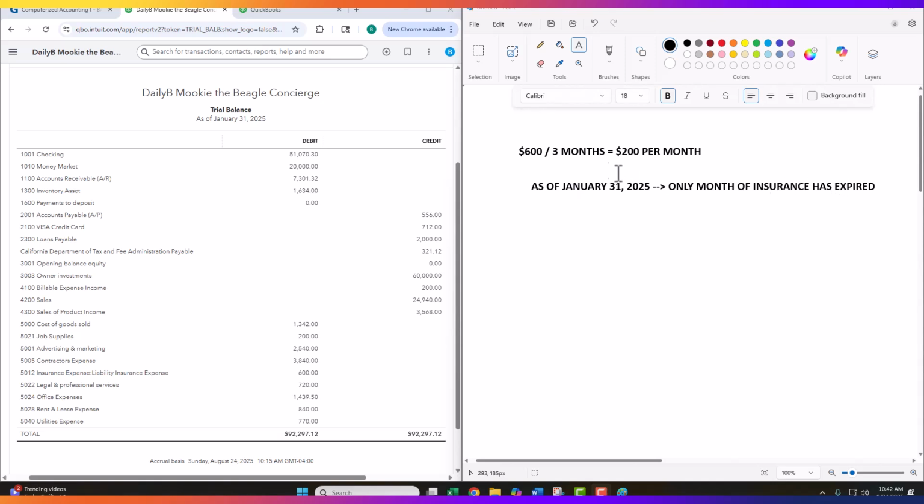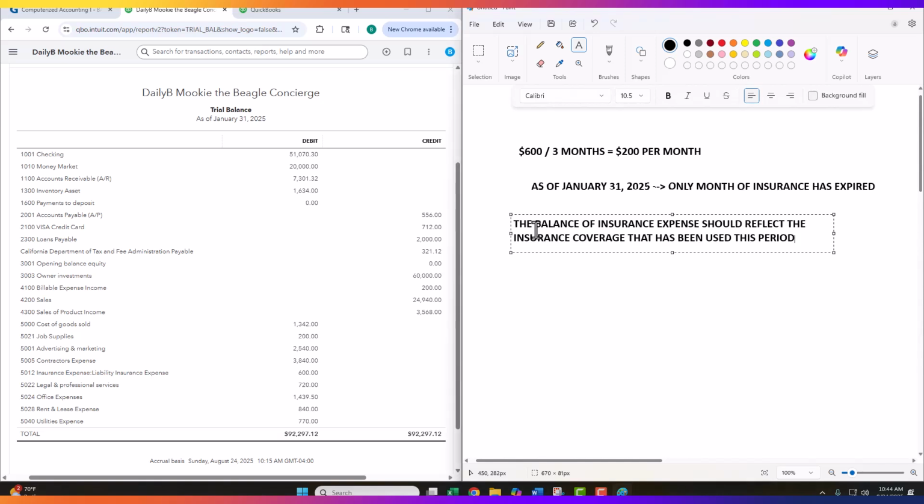So as of January 31st, only 1 month worth of insurance has expired. So when we take a look at the balance in our insurance expense account currently, we can see that it's overstated. This is 3 months worth of insurance, but we've only used 1 month's worth. The balance of an expense account should always reflect the assets or services that were used by a business during that period of time. And in the case of insurance expense, it should reflect the insurance coverage that has been used this period. So too much is in the account, it's too high, it represents 3 months worth, we're only supposed to have 1 month's worth in there.